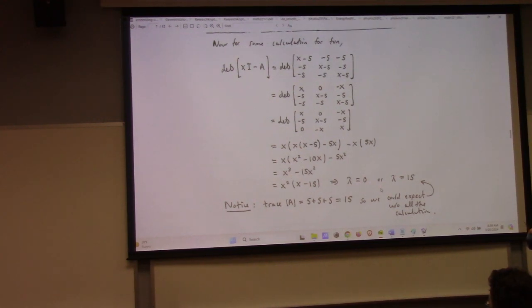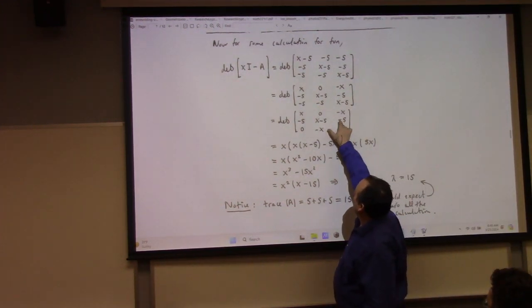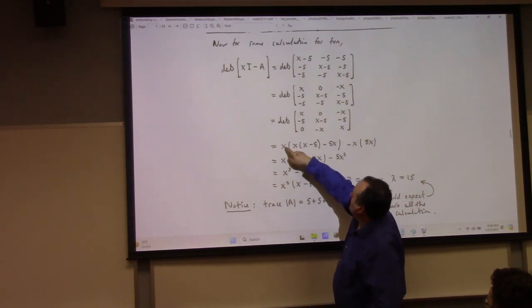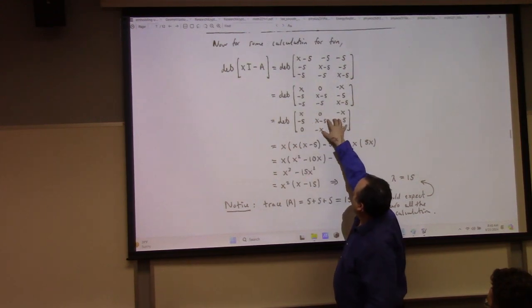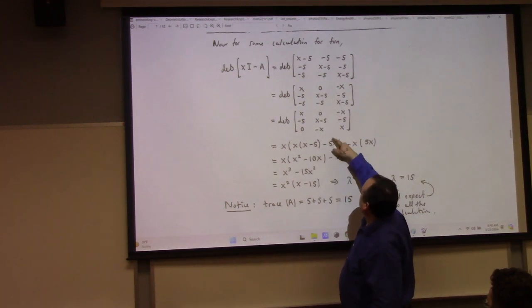And then I thought, well, that's kind of an improvement. Now I've only got one x minus 5. And then I did the usual. Can you guys tell me, with expansion, how did I calculate the determinant? What did I use? I think what I did was I expanded on the first column. See, this is x times this guy, the determinant of x times x minus 5 and minus 5x.